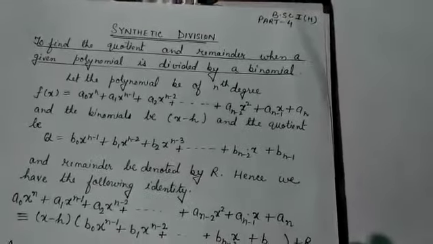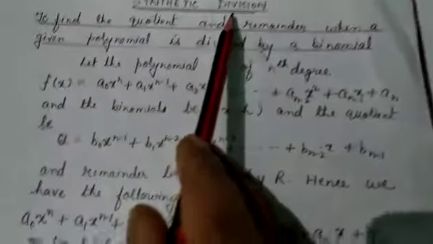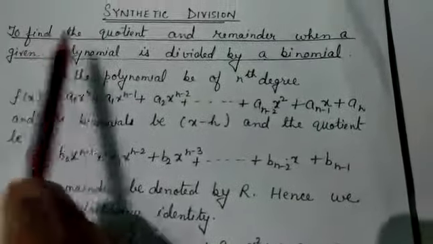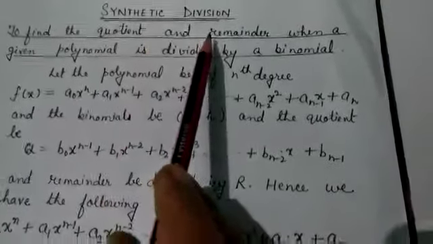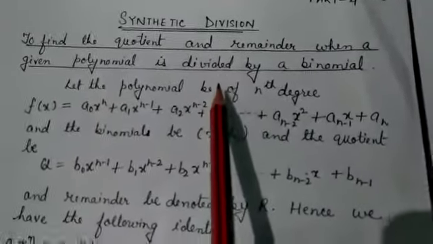In this class, we will discuss synthetic division. Synthetic division is used to find the quotient and remainder when a given polynomial is divided by a binomial.